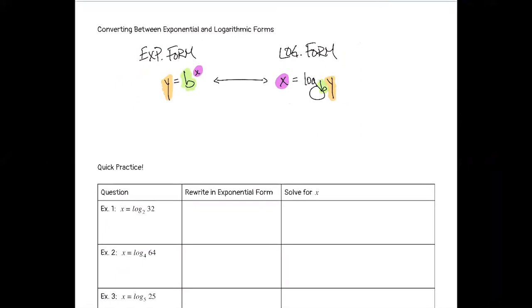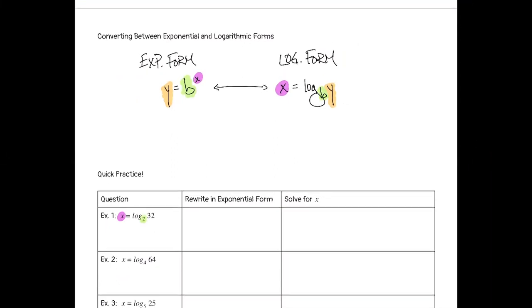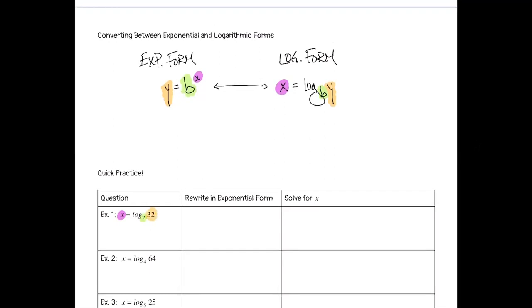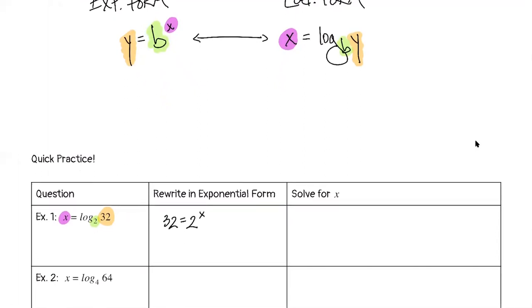Let's maybe color code this the same way we did. We've got our x over here, we've got our base over here, and we have the y value here. When we rewrite them, it's going to be exactly like Laura said. It'll be 32 equals 2 to the x. That's it. Here's your log form, here's your exponential form, rewriting it.